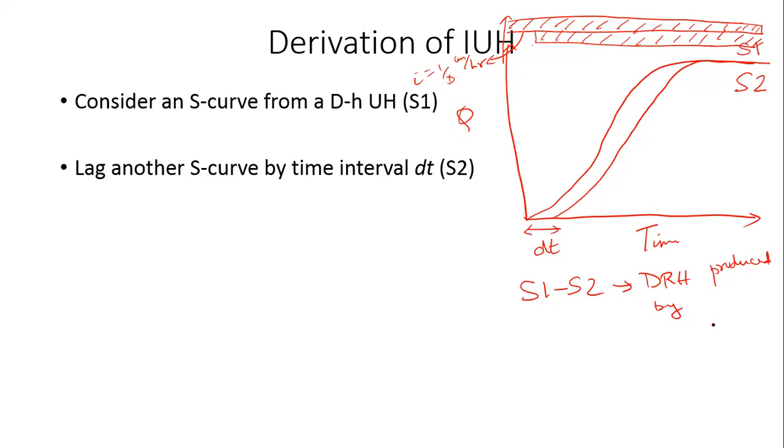dt by d hours. Sorry, dt by d centimeters. Right? dt multiplied by 1 by d. dt hours multiplied by 1 by d centimeters per hour. So it will be produced by dt by d centimeters. Does everybody agree with this? When I do S1 minus S2, it will give me a direct runoff hydrograph produced by dt by d centimeters of excess rainfall, correct?